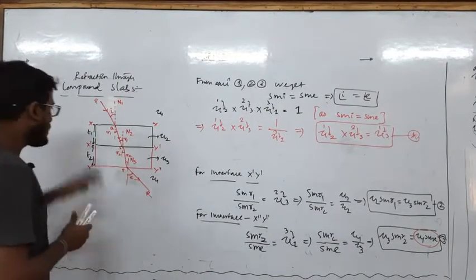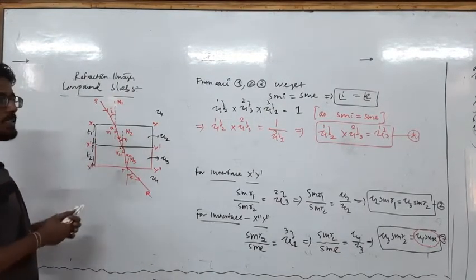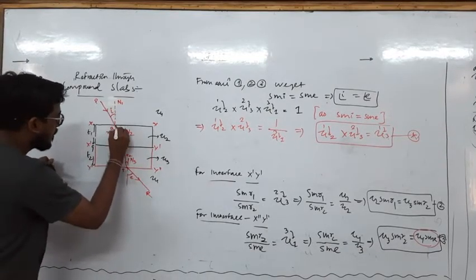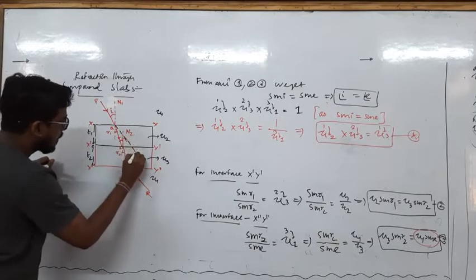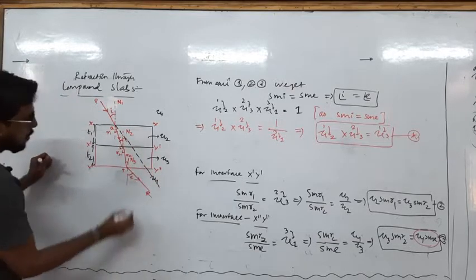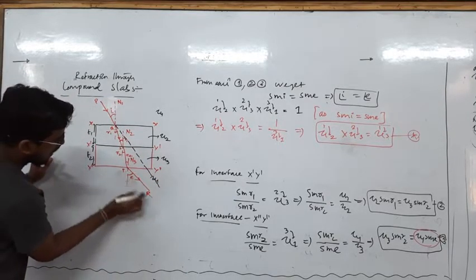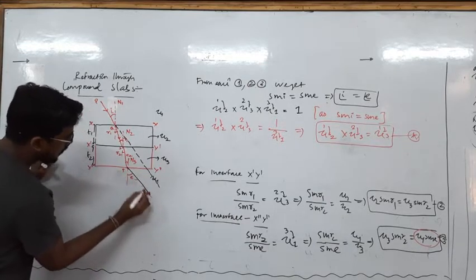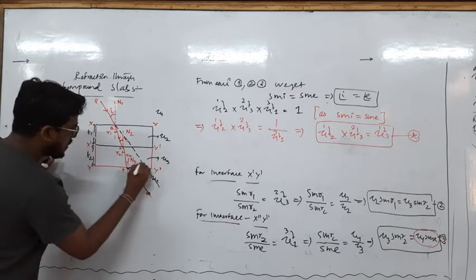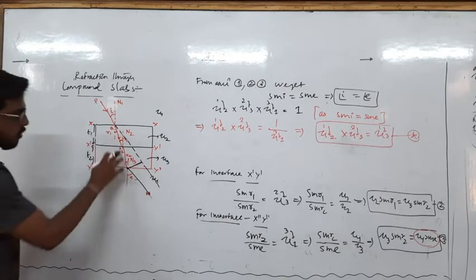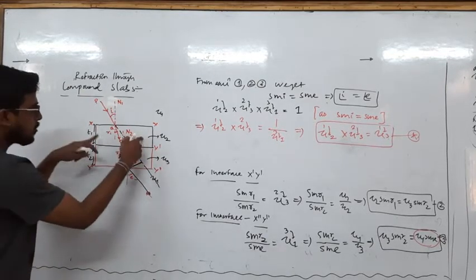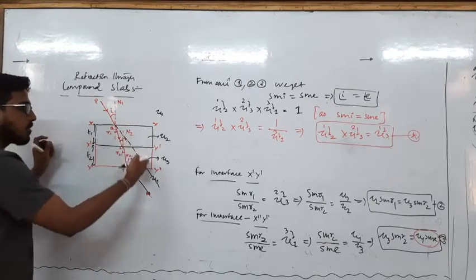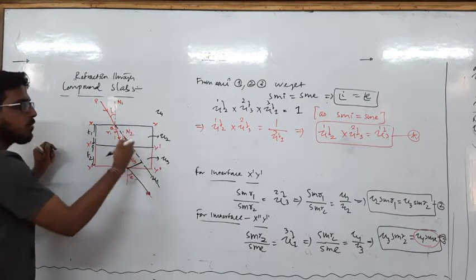Clear? And for this system, what will be the lateral shift? As this is the path of the incident ray, but finally the light will travel along this direction. Let it be like this. Okay, so this is the lateral shift. Clear? So the lateral shift will be because of slab 1, then due to slab 2. So if there are a large number of slabs, the lateral shift for each slab will get added.